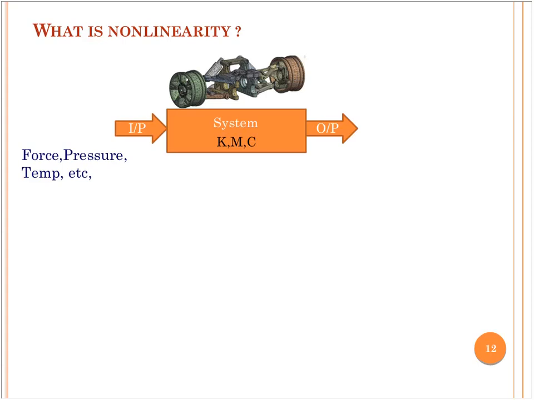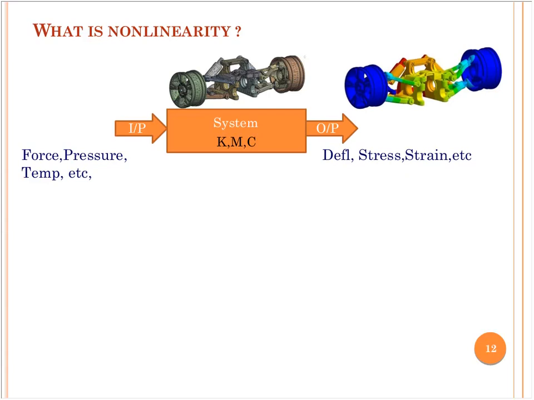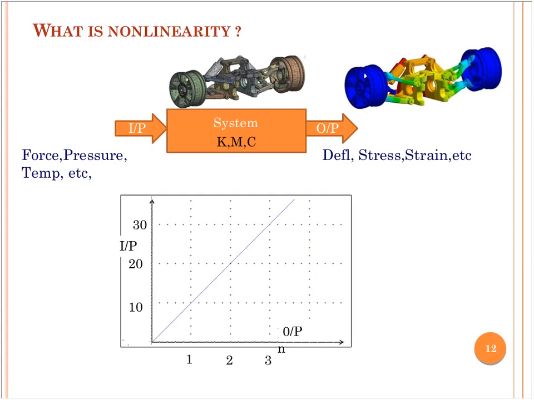What we are interested in is the output or response of the structure, such as deflection, stresses, and strains, and that's how the system responds. Now, when we start relating the input and output, if the relation between these two is linear, then we say this is a linear system.